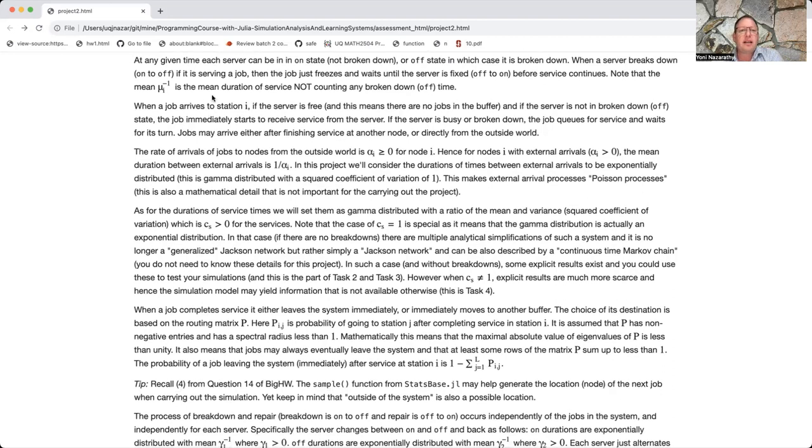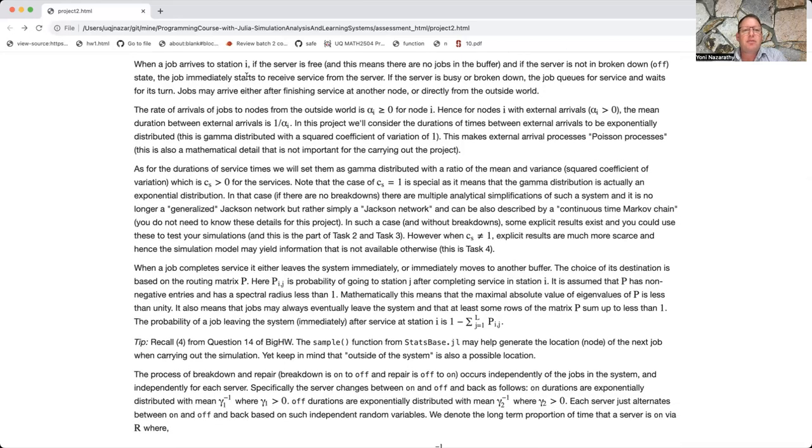At any given time, the server can be in an on state, that's not broken down, or an off state, that's broken down. When the server breaks down, that's on to off. If it's actually serving a job, then the job just freezes in place and waits until the server is fixed. That's when it goes from off back to on, and the server continues. Just keep in mind that this mean mu I inverse does not count this off time. So the mean is a mean of the uninterrupted time.